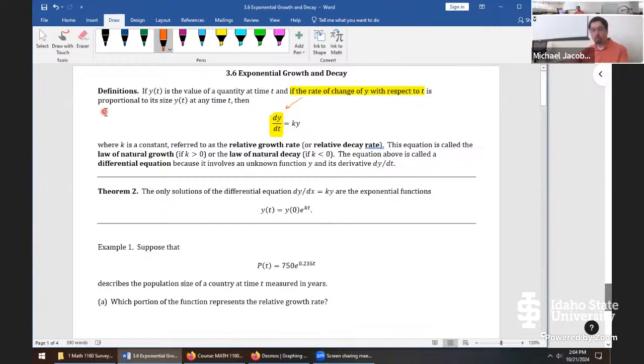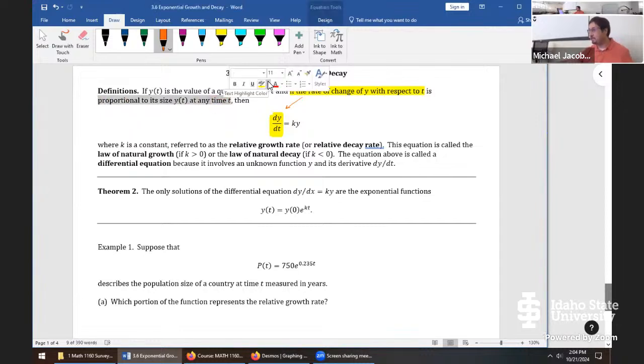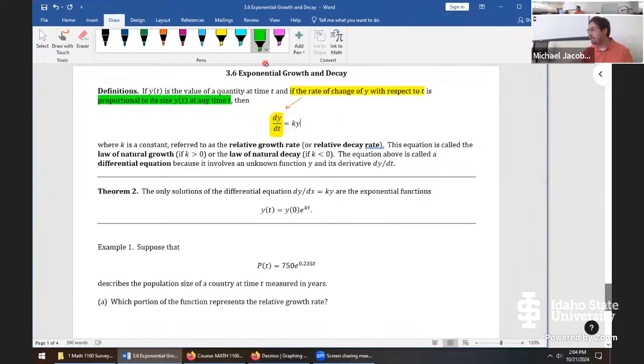If the derivative is proportional to its size y of t at any time t, let's take this portion right here. Let's see what they're saying about this. Something being proportional to its size y of t means you take some constant, say k, multiplied by y. So that's our proportionality constant k. Let's call this k is the constant of proportionality.